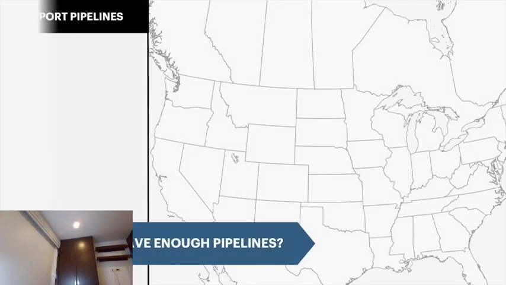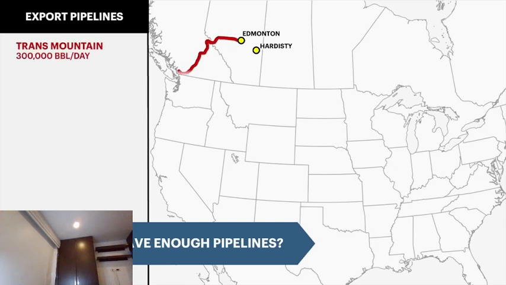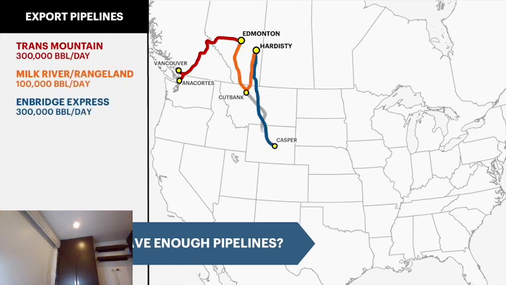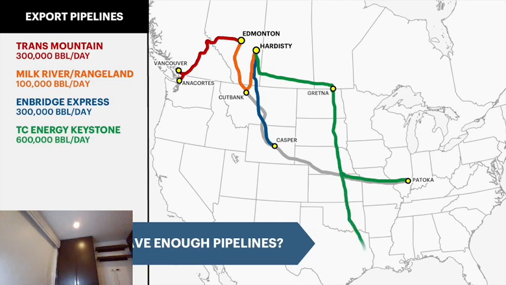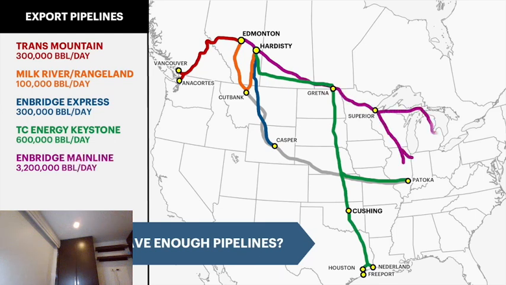Western Canada has 6 crude export pipelines, all originating from Alberta: Trans Mountain, which runs to the west coast; Rangeland, Milk River, and Express, which run south to the Rocky Mountains region and connect to the Midwest; Keystone, which connects to the Gulf Coast via the Midwest; and Mainline, which runs to the Midwest and also connects to the Gulf Coast.